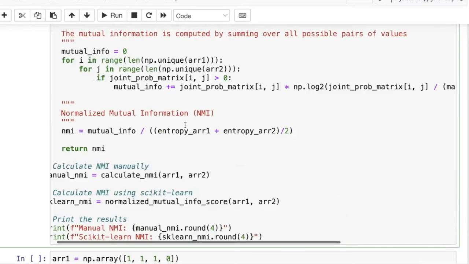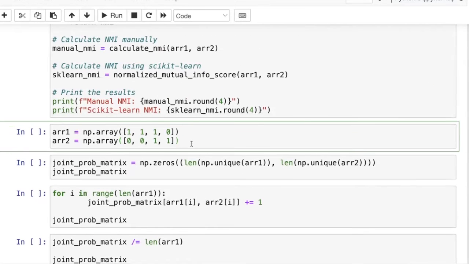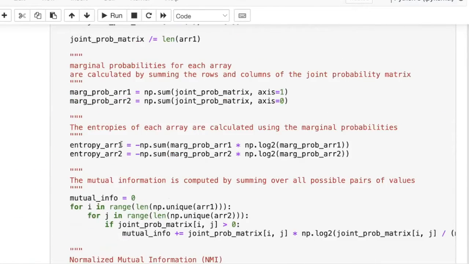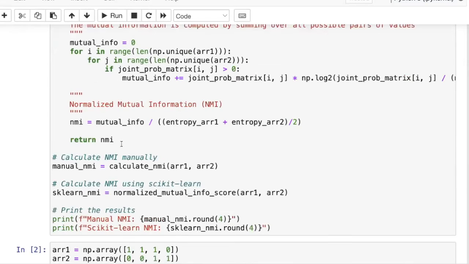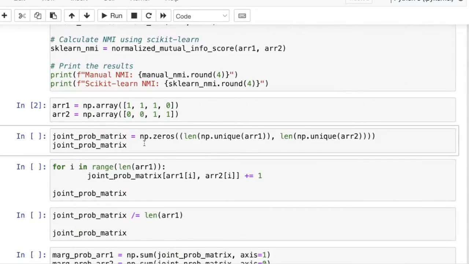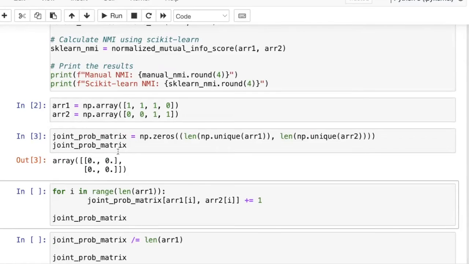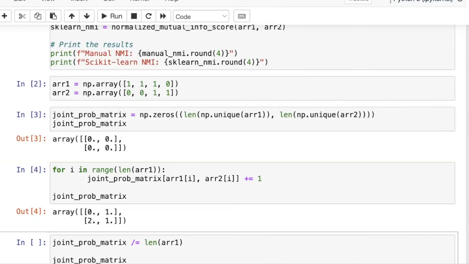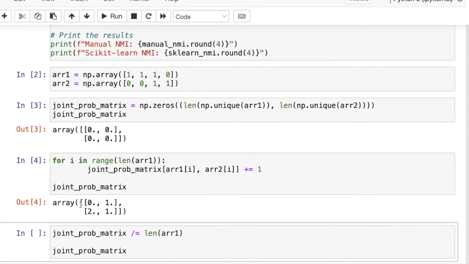So how does this part work? I have these code snippets to show you how this works. So these are the two arrays that we have here. You can see that we actually have the same arrays. And so we start by having this 2 by 2 matrix where we fill all the entries with zeros. And now we're going to use that for loop to find the joint occurrences of labels that we have. So what this means is that we don't have any 0 and 0 from both of these arrays, right?